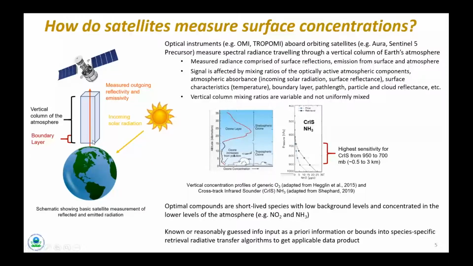Someone explained it to me as like looking down inside a glass of water and trying to understand what the concentration level is in this boundary layer. A glass of water is a simple example because it's well mixed. The vertical column mixing ratios are variable, not uniformly mixed.